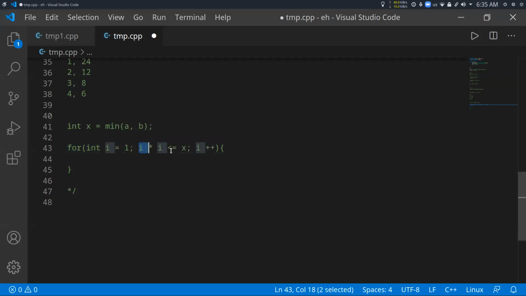Okay. So if i equals the square root of x, then i times i will be equal to x, then we will go out. And if it passed the square root of x, then of course a number greater than the square root, to the power 2, will be greater than x, so it will go out. Okay, are you okay with this?